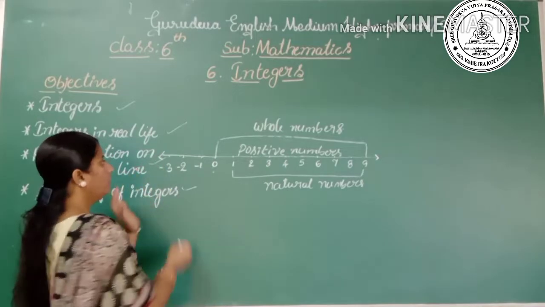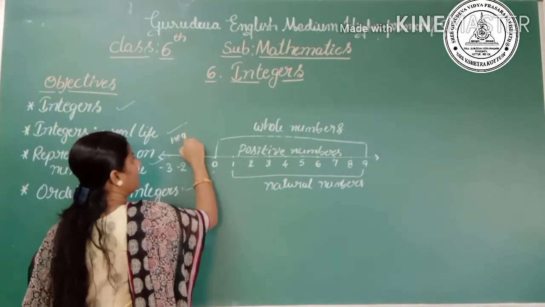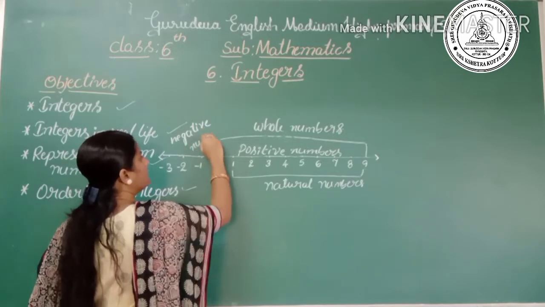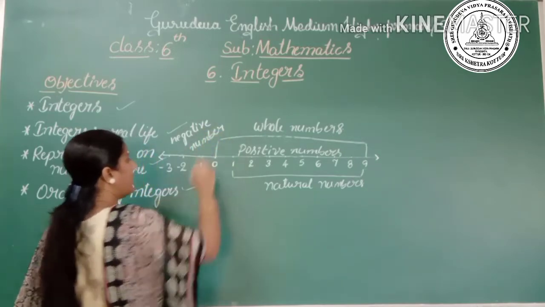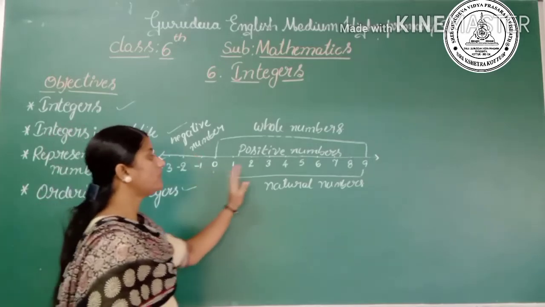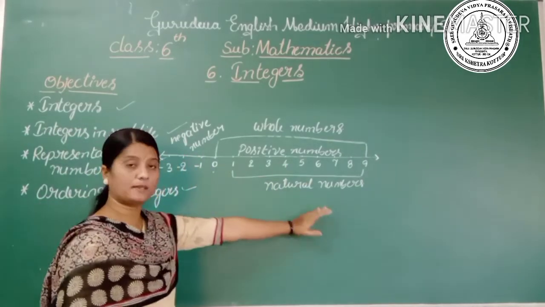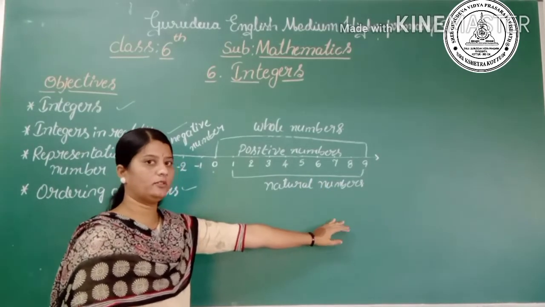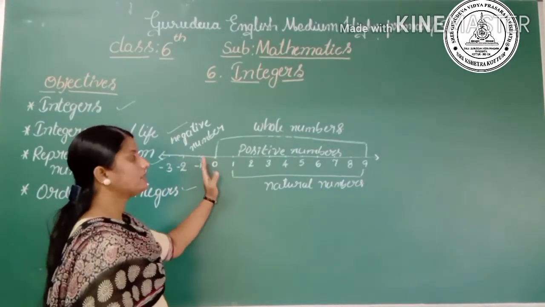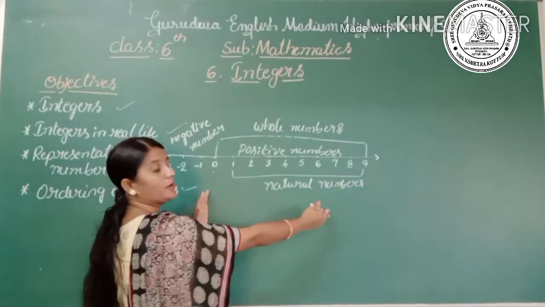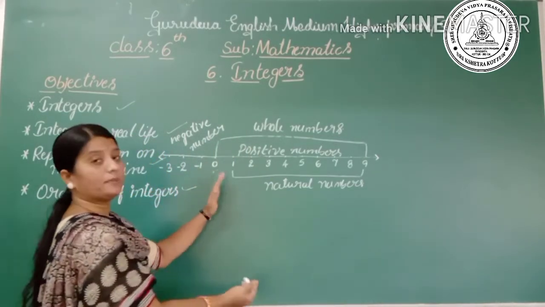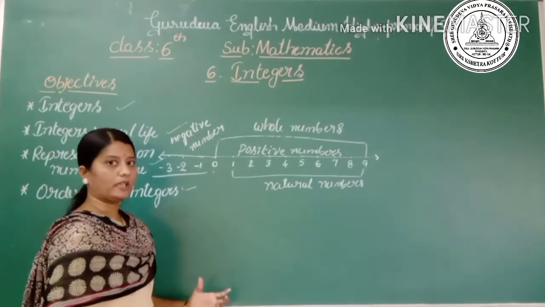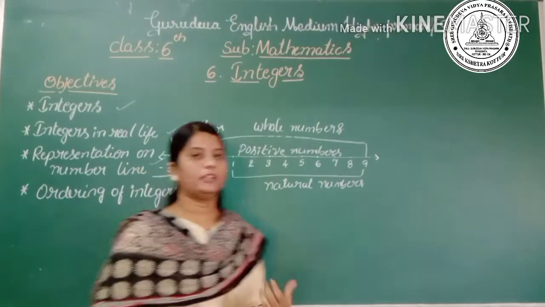Left of zero we will get the negative numbers. A number with a minus sign is called a negative number. A number with a positive sign is a positive number. Here I didn't write the positive sign, although these are positive numbers. The numbers to the right of zero are positive numbers. The numbers to the left of zero are negative numbers.